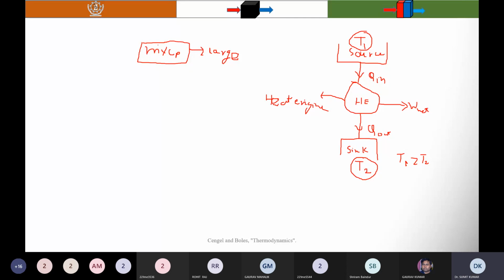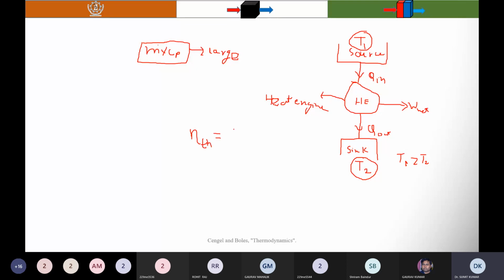And if you find the efficiency, meaning how much portion of the heat has been converted into work, it is called the thermal efficiency. So thermal efficiency you can write as the desired output.